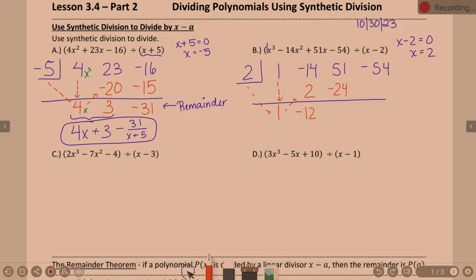And this is probably why I'm seeing the calculators come out. 51 plus negative 24 is 27. Then multiply again. 2 times 27 is 54. Negative 54 plus 54? 0. What is that 0? In this particular problem, we get a remainder of 0.